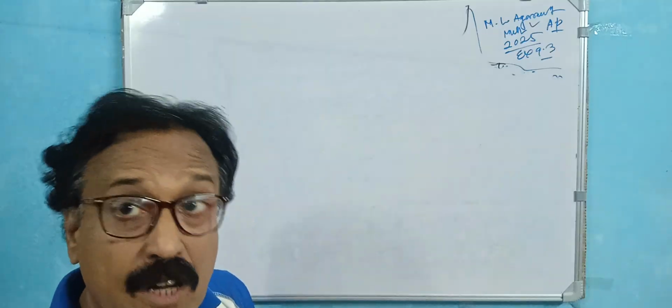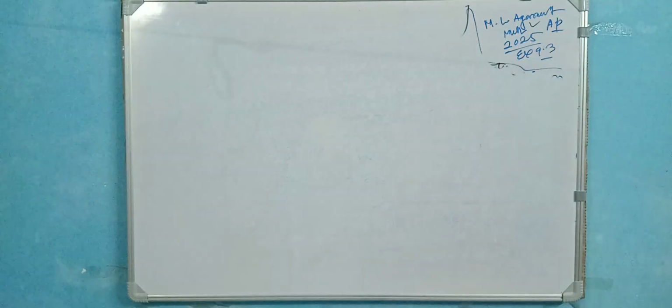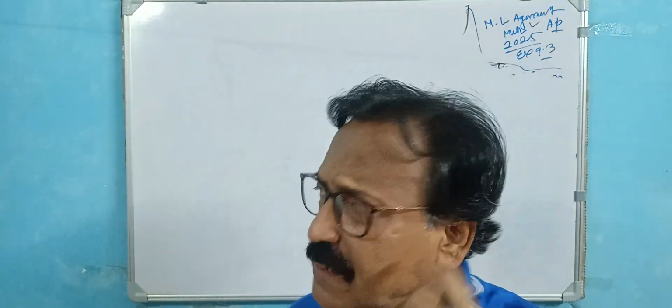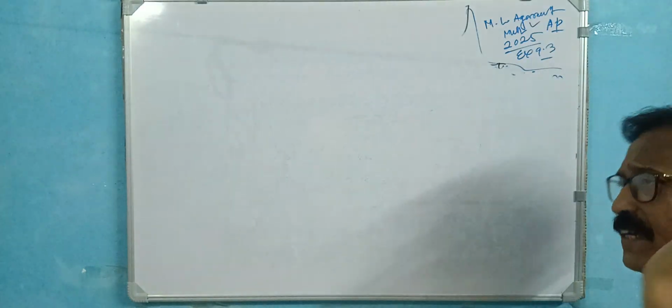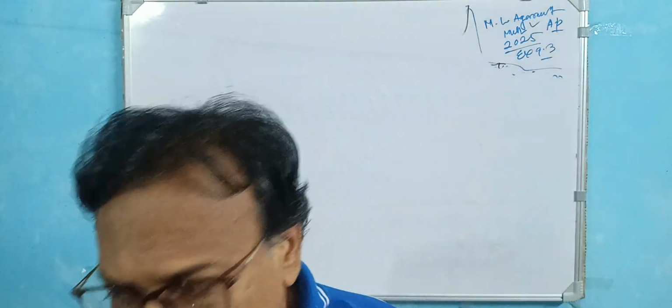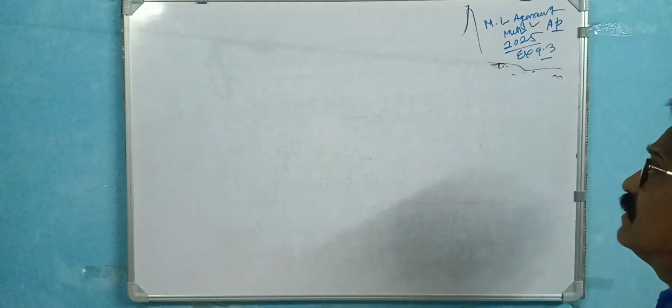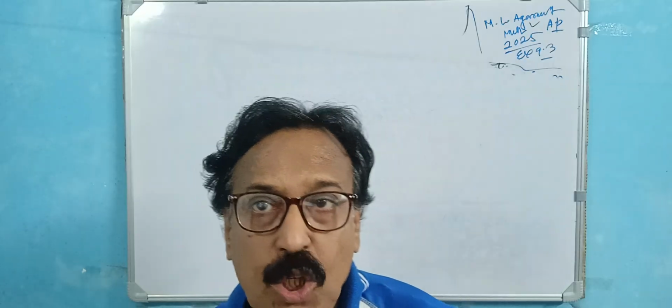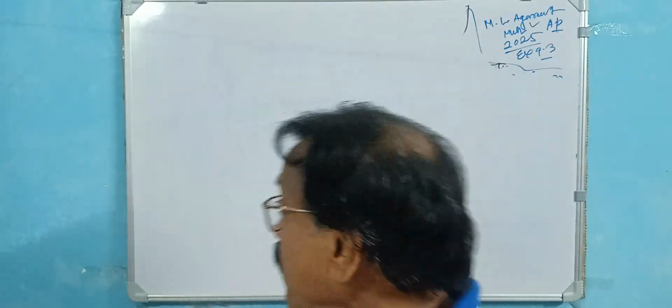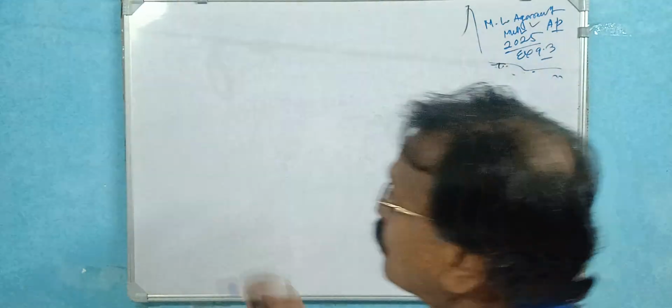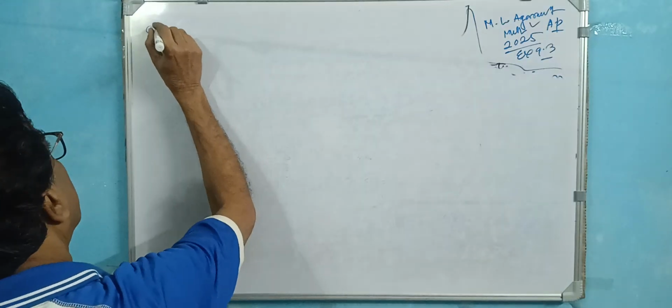Today I will also discuss the continuation of AP from the books of M.L. Agrawal, I.C.S.E. syllabus for 2025. It may be very useful to the C.B.S.E board also. I will discuss the C.B.S.E board later, from R.D. Sharma and R.S. Agrawal. So let's start today with exercise 9.3.